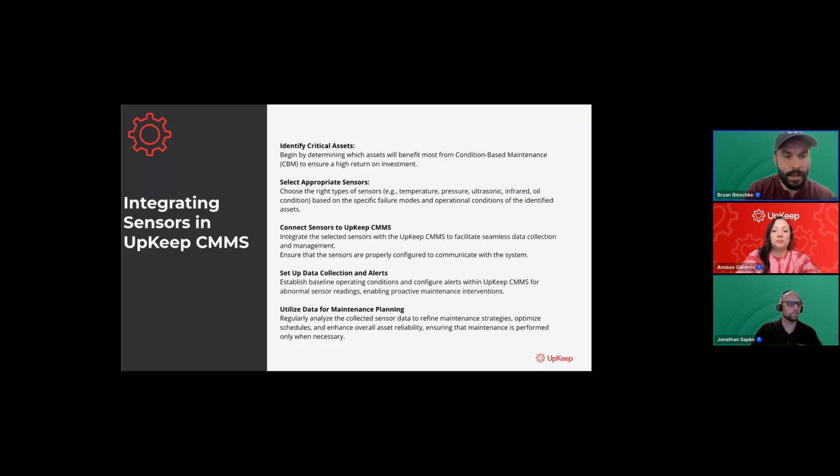All right. Okay. So this is kind of just a recap of what we talked about, right? And this is integrating the sensors within Upkeep. Of course, we identify critical assets. We talked about that. We select the appropriate sensor, connect the sensors to Upkeep so we can integrate them with data collection. I mean, John knows more about this than I do, but we integrate with PLCs. We integrate through our own network and all types of things.